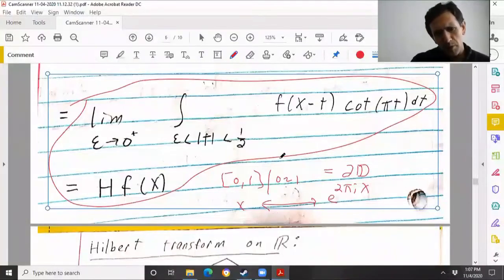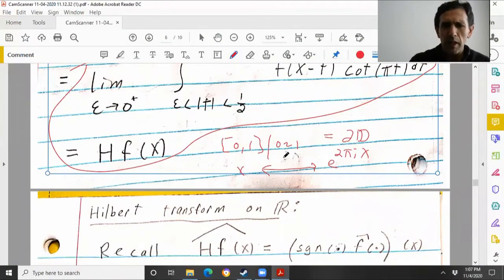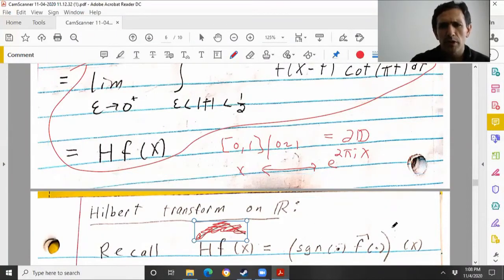Okay, so let's do this, play the same game here for the Hilbert transform on the real line. Remember that it actually had a fairly similar definition. By definition, Hf is, get rid of this hat here, the inverse Fourier transform of this here. For L2 functions, at least, take Fourier transforms. This is probably the more common way to define it.